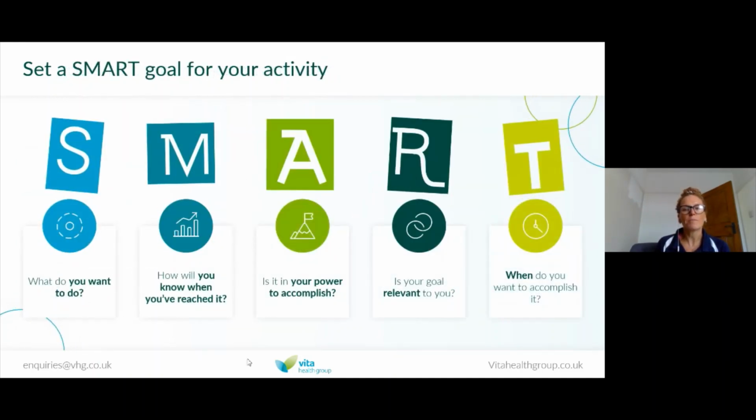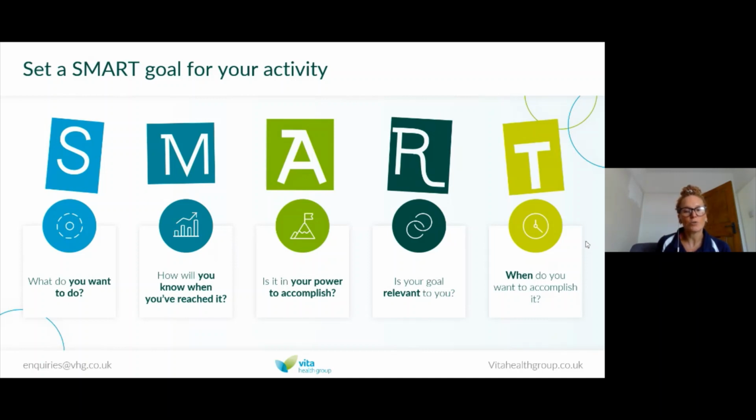Okay, so when we talk about setting goals, we tend to use SMART to help us. This is a way of writing down your goals, which is backed up by research as an effective way to make a change. So how does it work then? First of all, you need to make sure that your goal is specific. So think about what you actually want to do. Is it measurable? Think about how you can measure it. You will need to know when you've actually reached your goal.